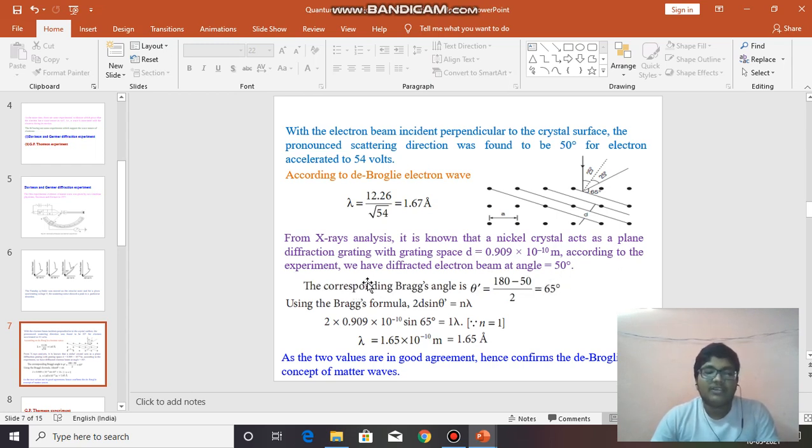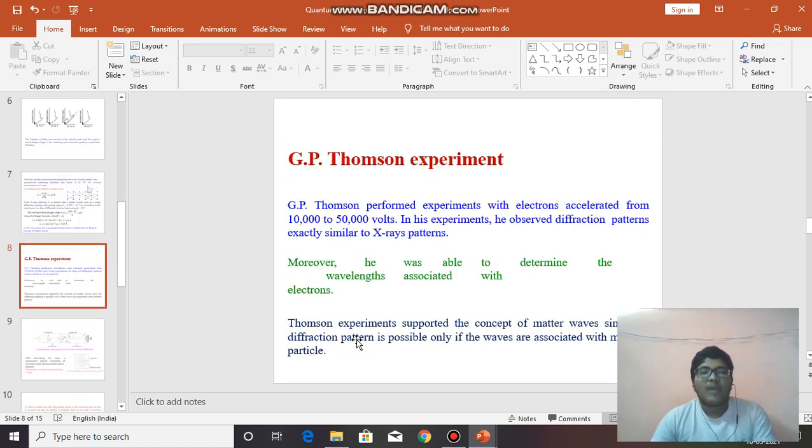According to the experiment, we have a diffracted electron beam at an angle of 50 degrees. The corresponding Bragg angle is theta equals (180 minus 50) by 2, which equals 65 degrees. By using Bragg's formula, we calculate lambda, which is 1.65 angstroms. As the two values are in good agreement, this confirms de Broglie's concept of matter waves.